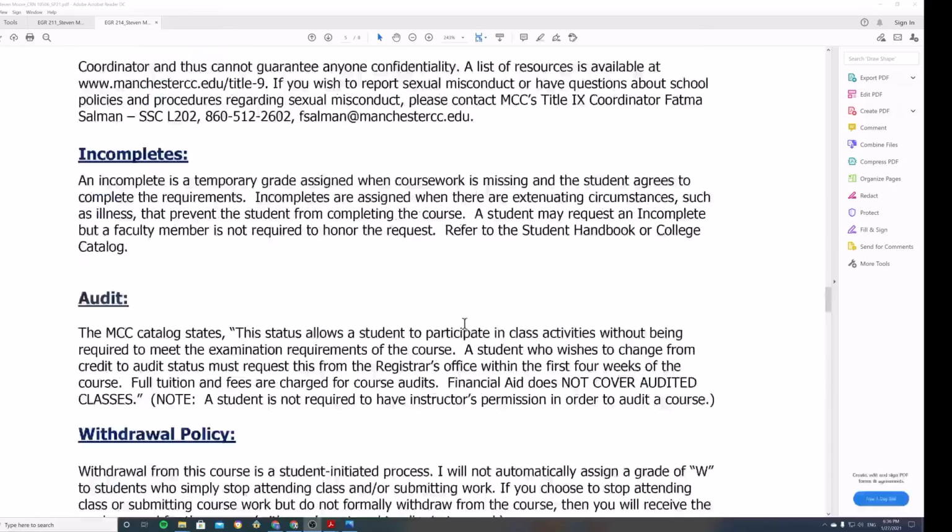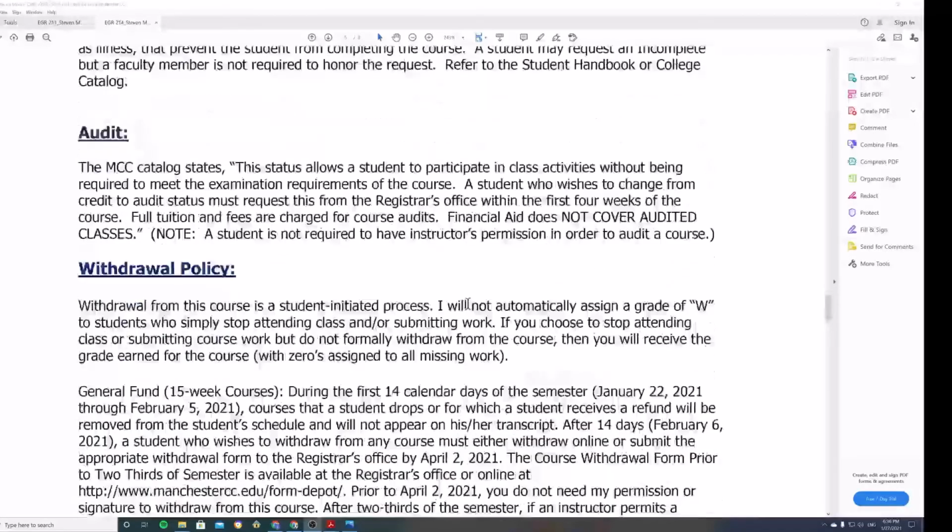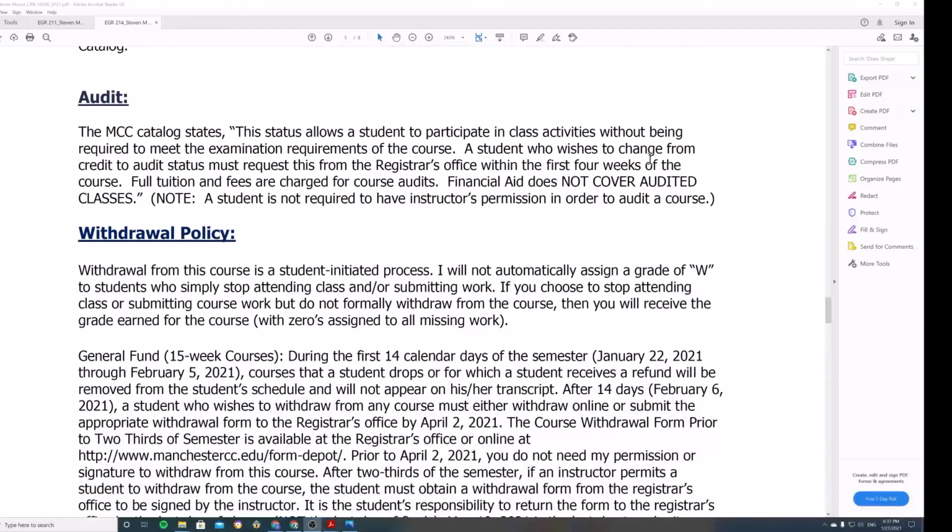Okay. Audit. I guess financial aid doesn't cover audited classes, so you can change it to audit within the first 4 weeks, if you want to do that.